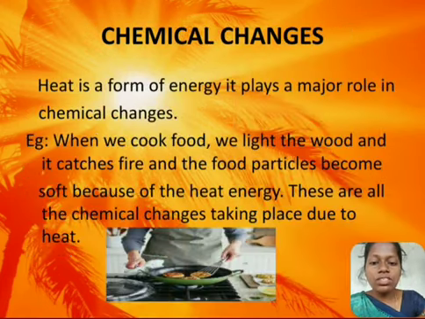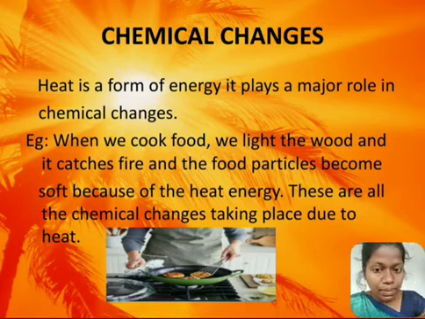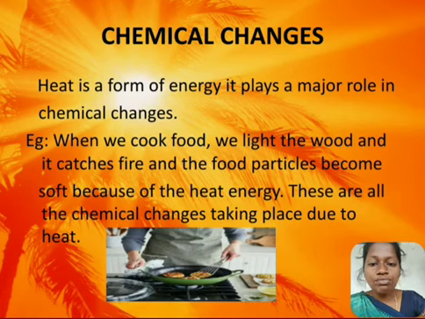Then chemical changes. Heat is a form of energy. It plays a major role in chemical changes. For example, when we cook food, we light the wood and it catches fire and the food particles become soft because of the heat energy. These are the chemical changes that take place during heat.